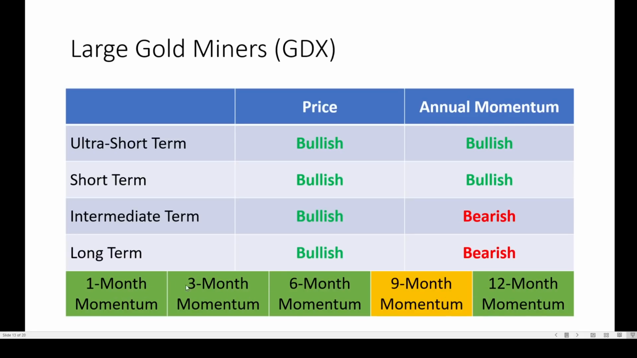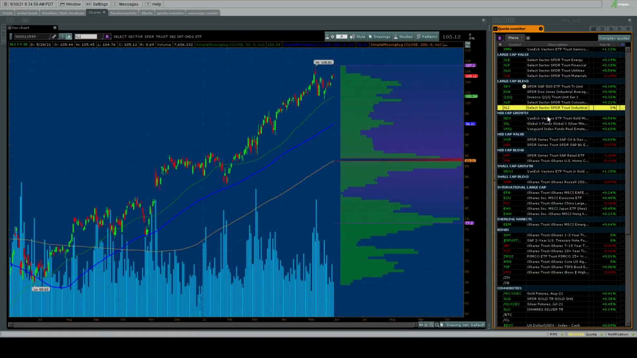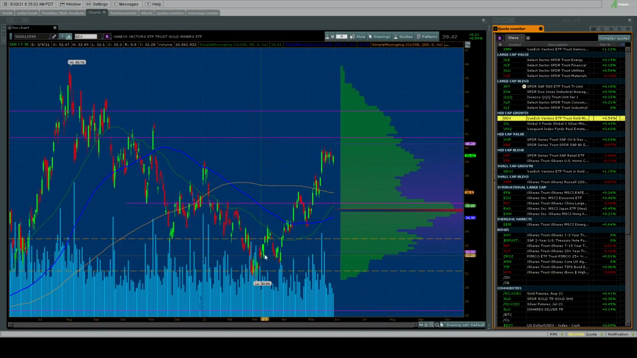So 1, 3, 6, and 12 month, all green and rising. No changes in price and annual momentum. No change in the 9-month momentum, negative and rising. Let's look at GDX and see what's going on there. And here's the move that it picked up. You've got the 50-day crossing the 100. It got over its 200-day moving average. Now the level of support has been raised up into this $35 to $36 price range.